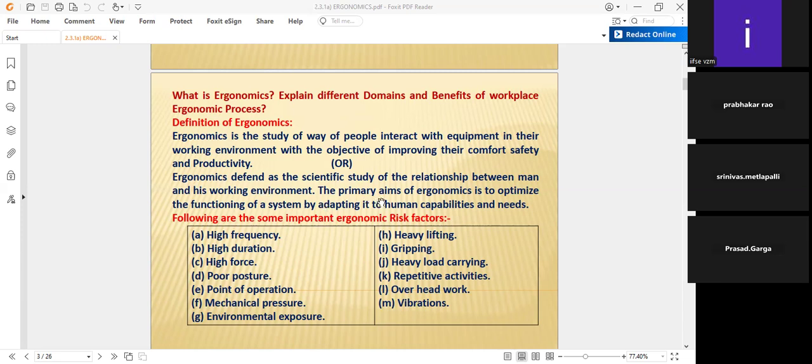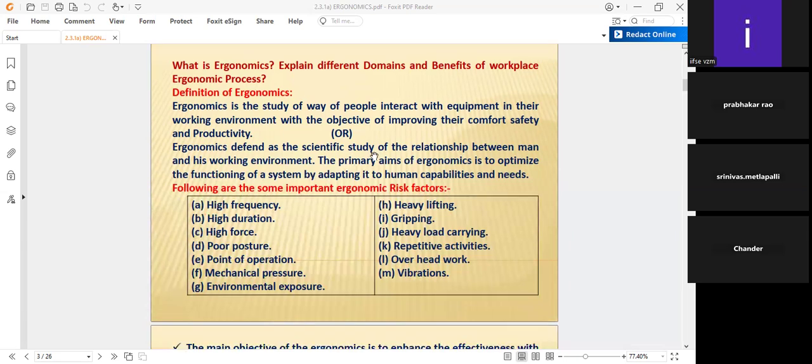What is the primary aim actually? The aim of ergonomics is to optimize the function of the system, adapting to human capabilities and needs. Capabilities in the sense that the person is capable of lifting the equipment. Otherwise, we cannot use his services for lifting. He has to be very energetic and work in the expected manner. That means his ergonomic posture or health position has to be in such a way. We also have to see the person's capabilities. That's what they mean to say.